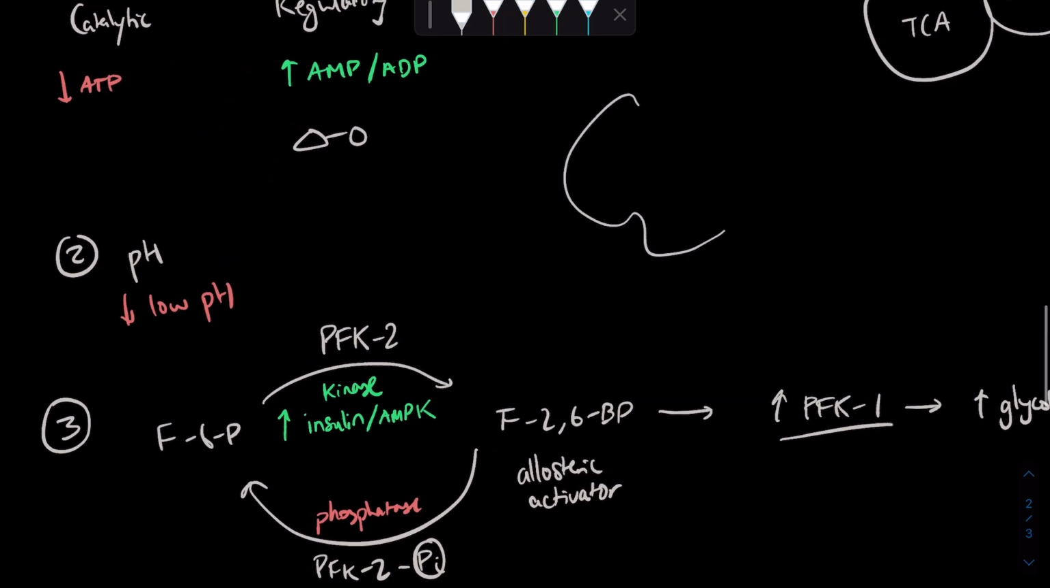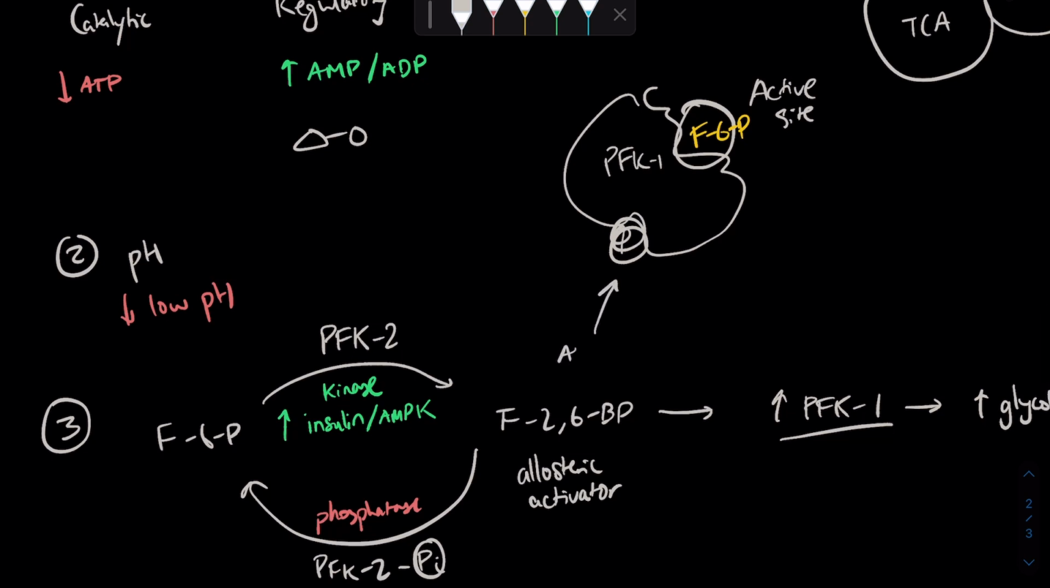If this is our enzyme, if this is PFK1, that's our active site. That's where our F6P binds. We're going to have an allosteric site on the other side. That's where F26BP binds. And allosteric means it doesn't have to compete with the substrate for binding. It can just go into this other side and bind and influence the activity of PFK how it wants. It doesn't need to compete with F6P.